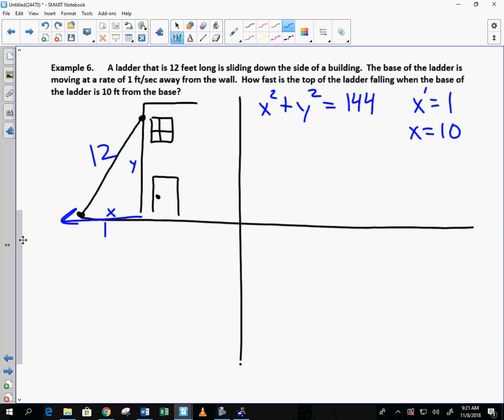Y prime. Would you agree that we're probably going to have to figure out y? How do you know we're going to have to figure out y? Because when we take the derivative, we come up with 2y prime. So you can see you're going to have to know the y value. Is there enough information here to come up with y? Yeah, all we do is we just take 10, plug in for x. We get 100 plus y squared is 144, or y squared is 44, so y is 2 roots of 11.